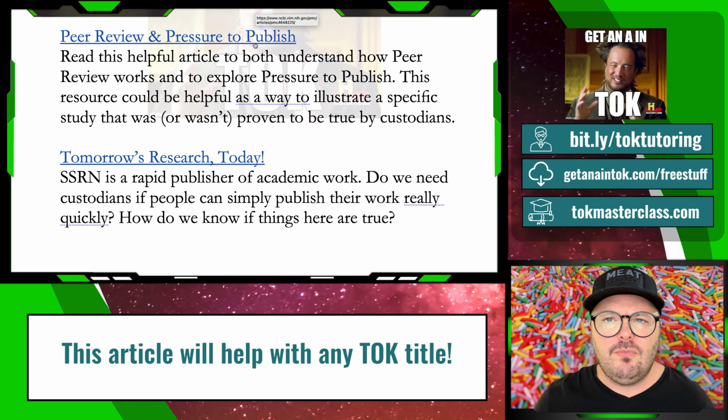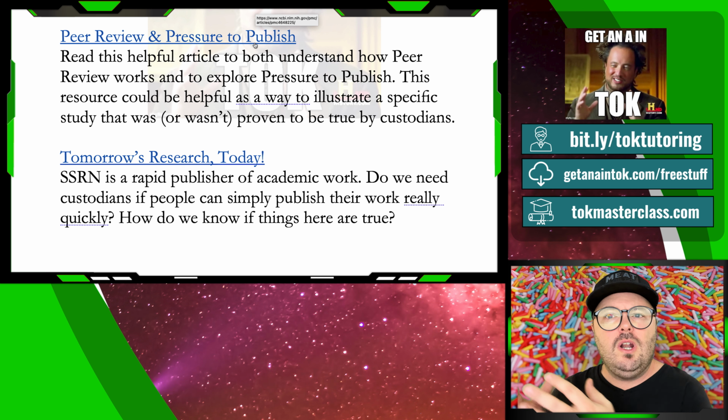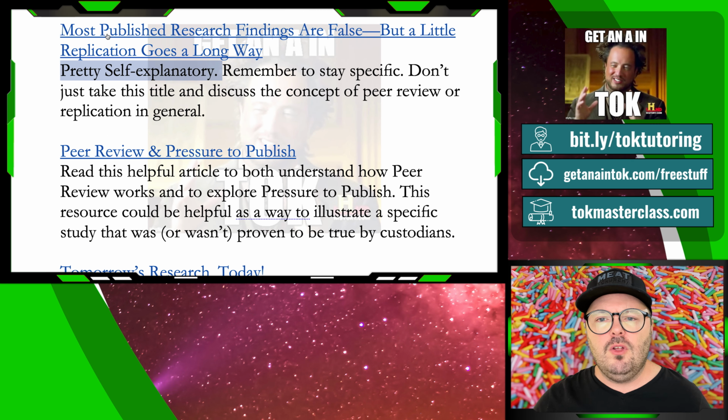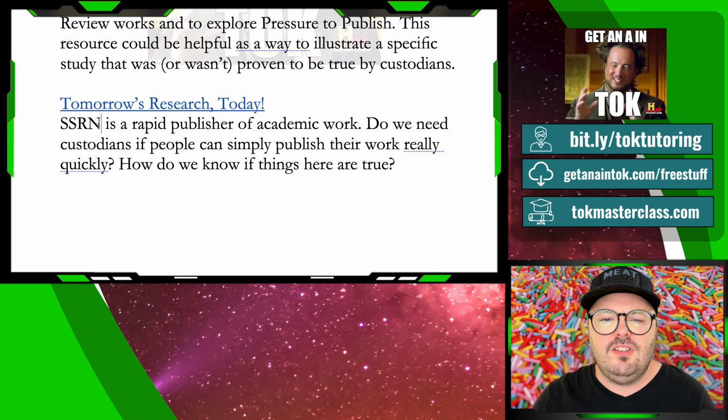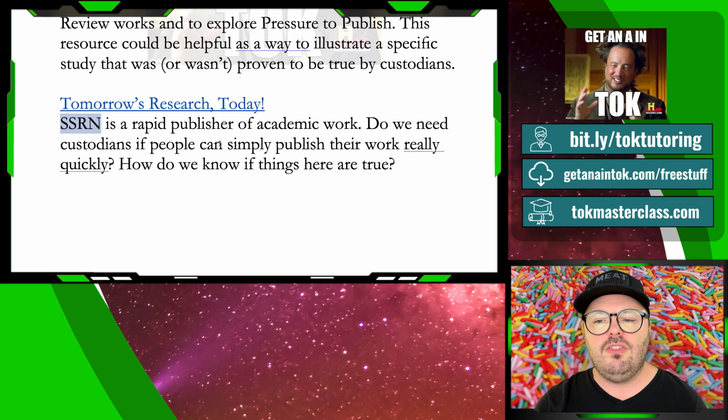Is the original scientist the custodian? What about the peer reviewers who are trying to replicate it? And do we need that? Here's the most interesting thing. I got this from my BFF, Malcolm Gladwell. SSRN is a rapid publisher of academic work. So if you come up with a research paper, you put it on SSRN first before it gets super famous. So do we need custodians if people can simply publish their work really quickly? How do we know if the things here are true?